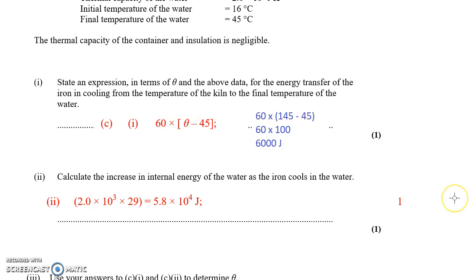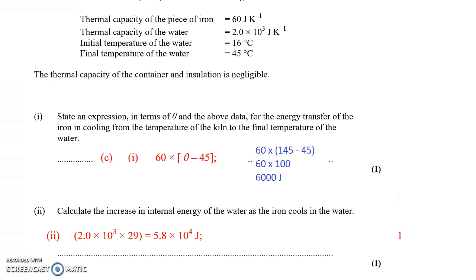The second part to this is to calculate the increase in internal energy of the water as the iron cools in the water. So this one is slightly more difficult because there are more numbers, but that might help us to get our head around it. So first of all, they've identified 29 Kelvin or 29 degrees C as the temperature change of the water. It starts at 16, ends up at 45, so it's gained 29 kelvins of temperature. So we multiply that by the thermal capacity of the water, and we get the increase in internal energy of the water. That's the energy that was transferred into it from the hot iron.